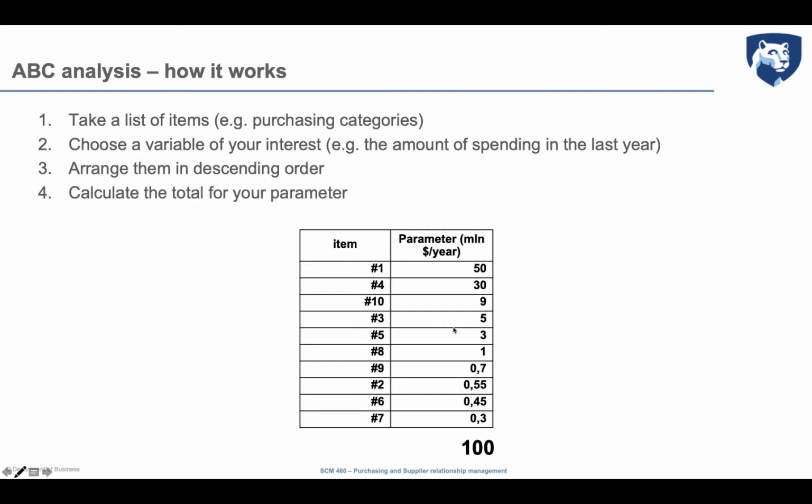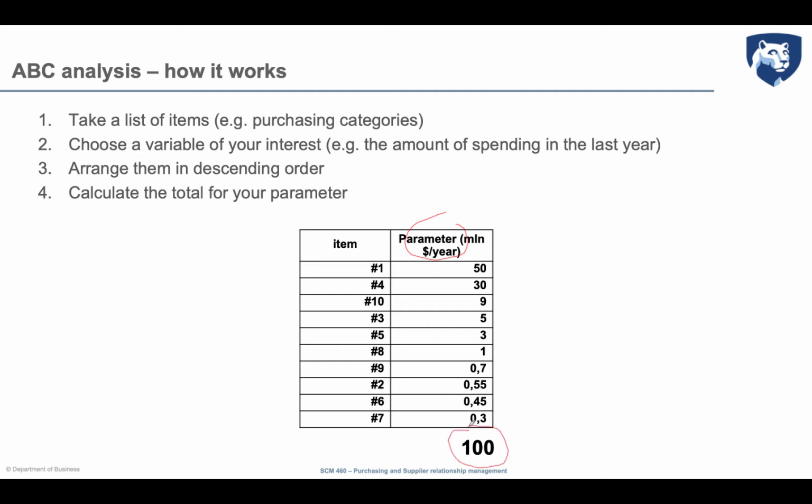Step 4: calculate the total. Our unit of analysis is the dollar spent every year. So category 1 is 50, category 4 is 30, category 8 is 1, category 2 is 0.55, but in total, how much is that?